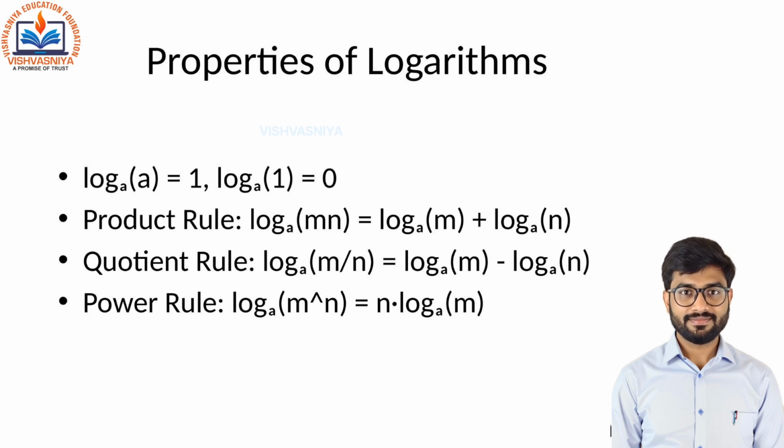Third property, quotient rule: log base a of m by n is equal to log base a of m minus log base a of n. Fourth property, power rule: log base a of m to the power n equals n times log base a of m. These rules simplify calculations just like algebraic identities.